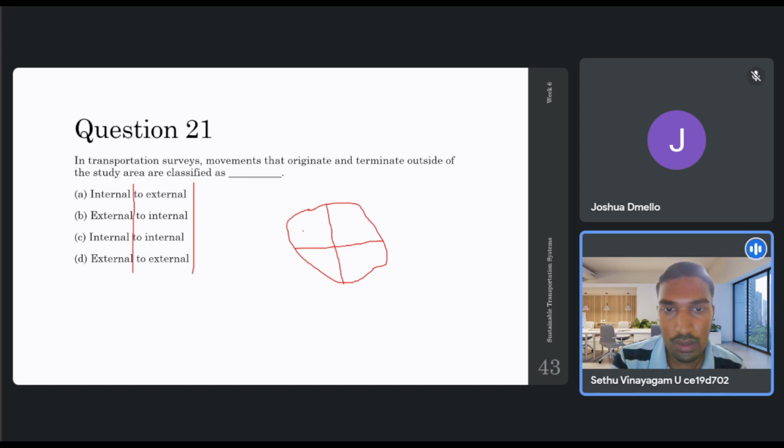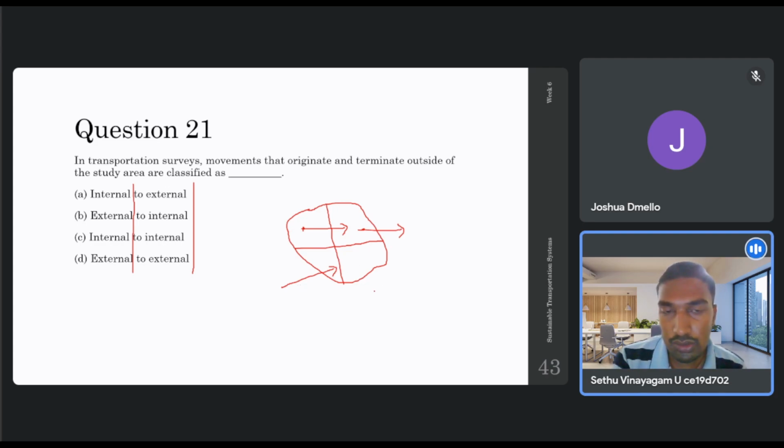So if a trip originates within the study area and also terminates within the study area, we call this an internal to internal trip, right? That is option C here. And if it is originating within the study area but the destination of the trip is outside, so the origin is inside and the destination is outside, that is an internal to external trip, right? Then we can have the other way around, a trip that originates outside of the study area but terminates inside the study area. In that case it will be an external to internal trip.